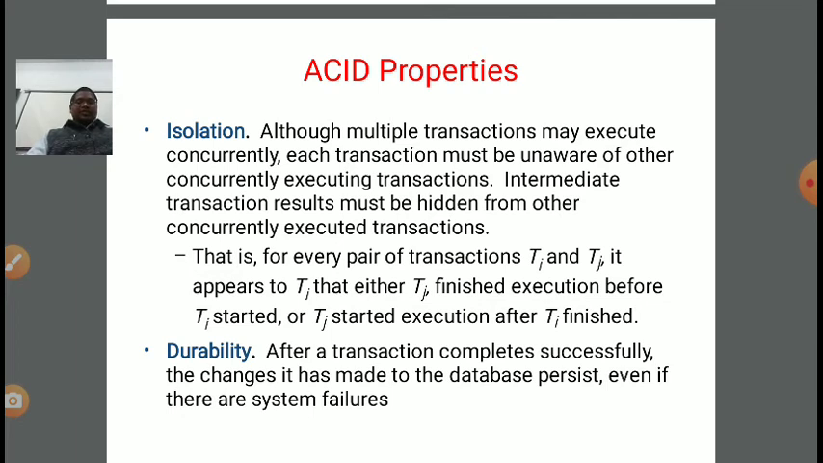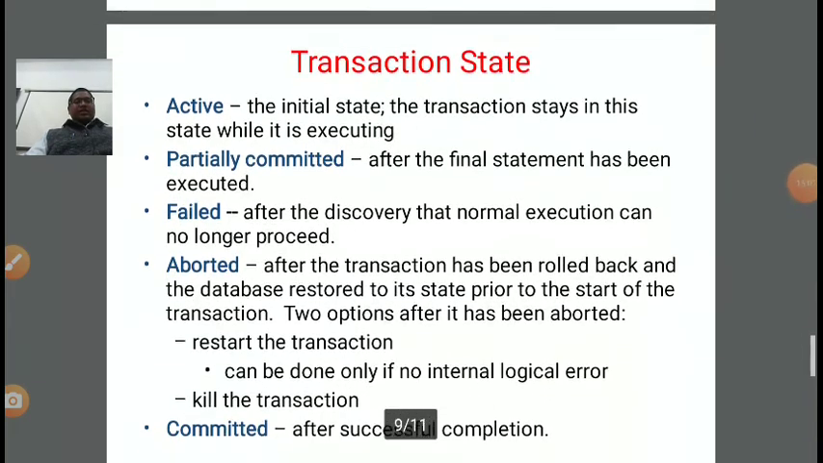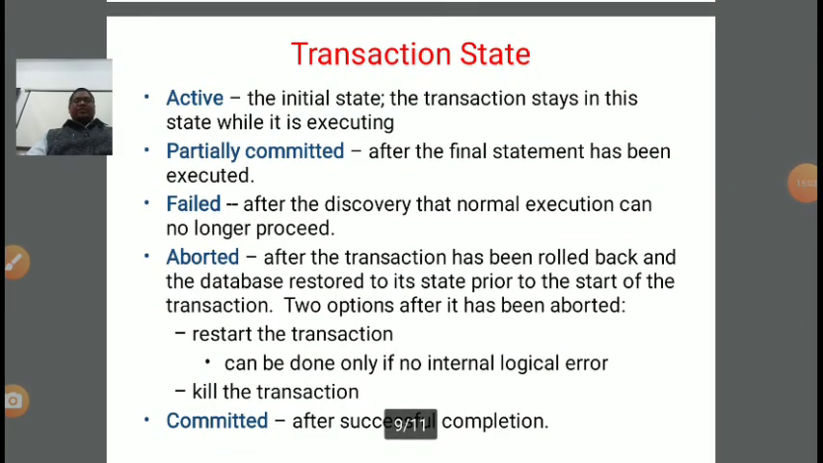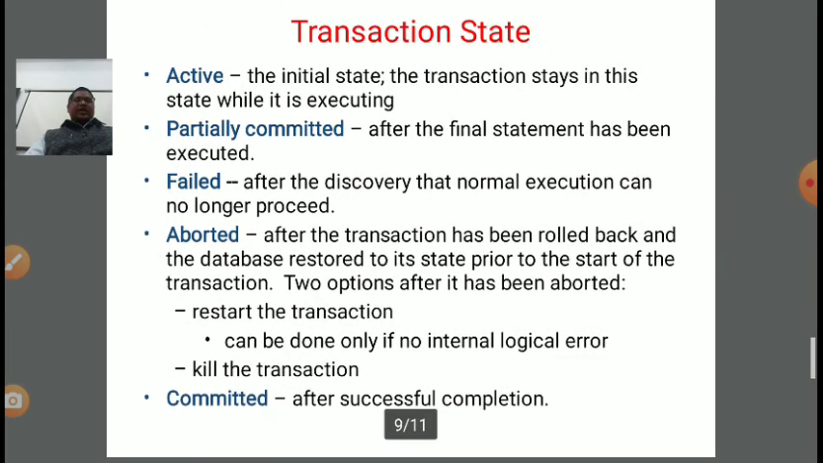Durability: after a transaction completes successfully, the changes it has made to the database persist even if there is a system failure. Now there are some transaction states. It can be active, partially committed, failed, aborted, and committed. In the active state, the initial state, the transaction stays in this state while it is executing. Active means execution state. Partially committed means some statements are done.